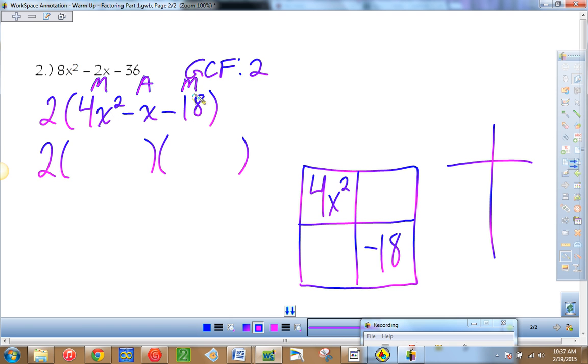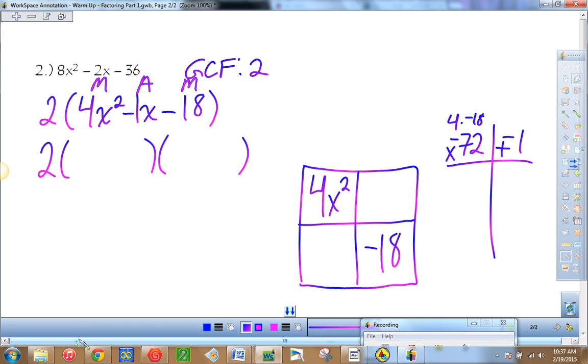You can put 4 times 18 in the calculator. 4 times negative 18 is negative 72, and we're going to add up to get what? Negative 1. Why negative 1? Because it's the middle term. So it's going to be 9 times 8.